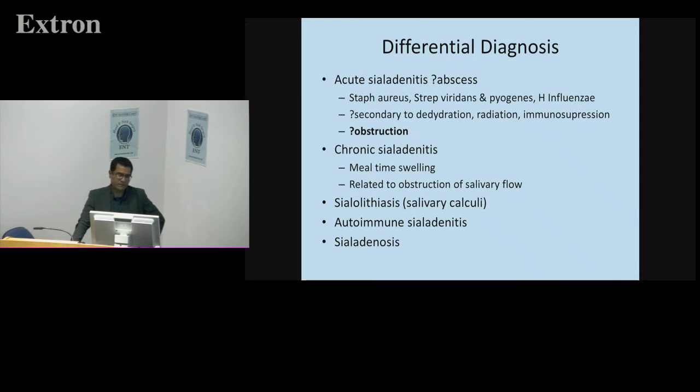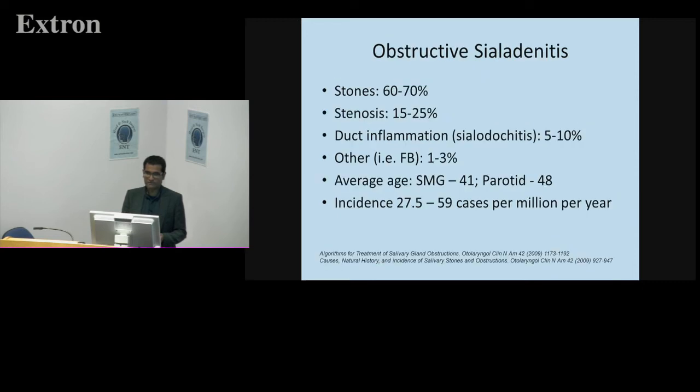Are we looking at chronic sialadenitis or mealtime syndrome, a bit like the second chap? And is that related to some sort of obstruction within the salivary flow? Is there a stone or multiple stones? Is it an autoimmune problem, or is it sialadenosis, which you can see in diabetics and people who drink a lot of alcohol as well?